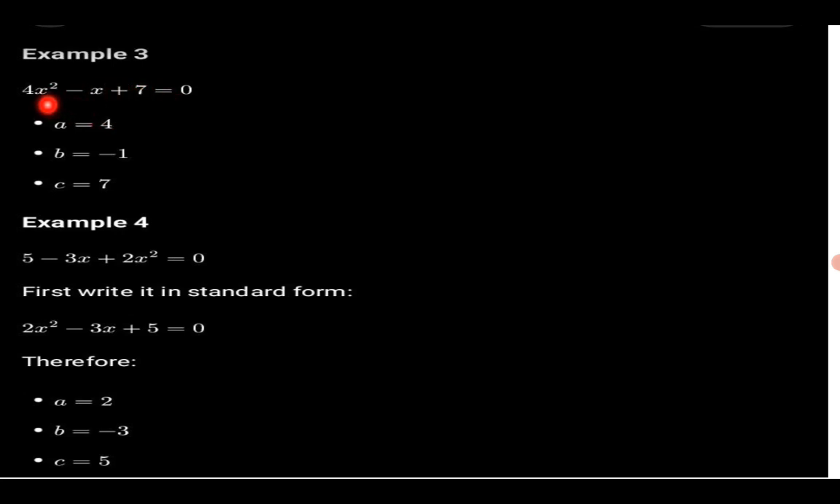For this example, a is equal to 4 and b is minus 1. Take note that there's a 1 there, and it is minus 1, not just 1, but minus 1. Then c is positive 7.